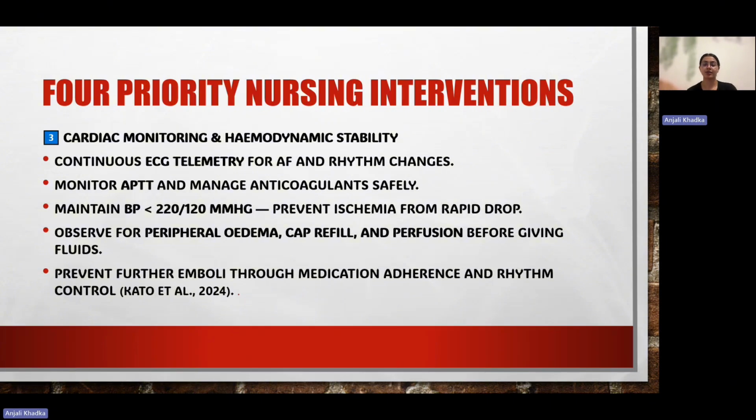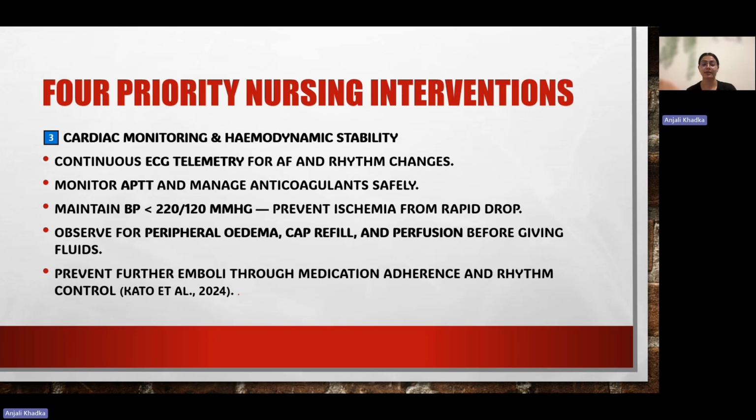I would like to continue the ECG telemetry and APTT monitoring to guide safe anticoagulant therapy and detect rhythm abnormalities early. If her BP exceeds 220 over 120 mmHg, gradual reduction is advised, but dropping it too quickly could worsen cerebral ischemia.